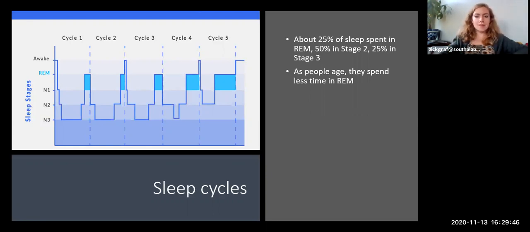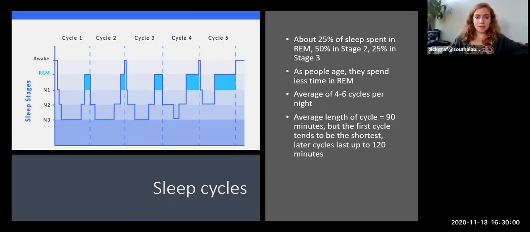The older people get, the less REM sleep they seem to need. So older adults spend much less time in REM sleep, and infants spend a lot of time in REM sleep, as much as 50%. On average, a person goes through 4 to 6 cycles per night, but of course that depends on how long they're asleep. The average length of a cycle is about an hour and a half, but early in the night cycles tend to be shorter, and later in the night cycles can be as long as 2 hours.